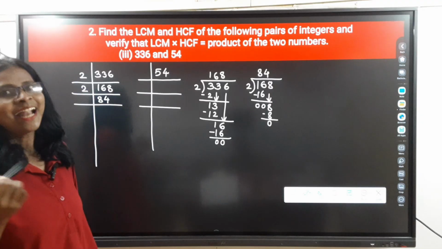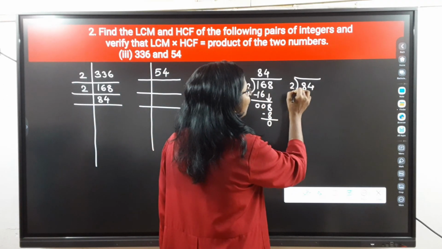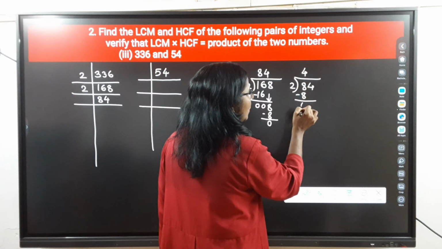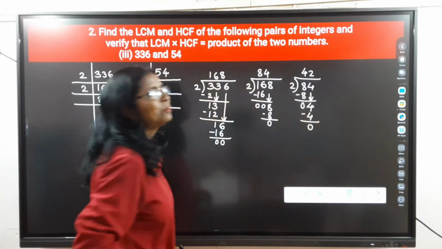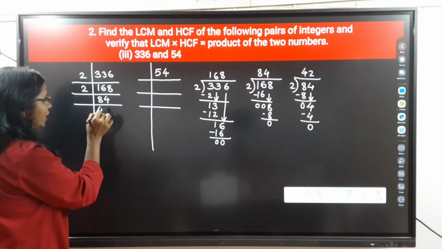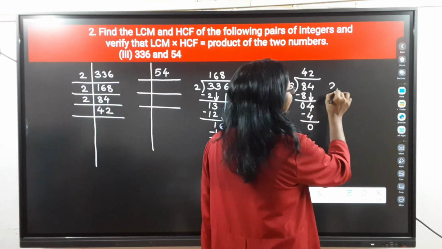Now 84, at the unit place there is a 4, so it is divisible by 2 also. Okay students, so 2 4s are 8, then 0, then 2 2s are 4, and the number is 42. So I write 42 here and 2. Now 42 is also divisible by 2.